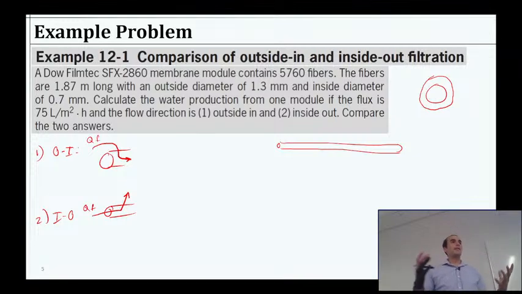So what that means is there's a difference in geometry in terms of the surface area for the separation. The separation is going to occur where the water first meets the membrane. We would generally design a membrane with one or the other in mind for operation. So there's going to be a slight surface area difference, because the length is 1.87 meters, the inside diameter was 0.7 millimeters, and the outer diameter was 1.3 millimeters.